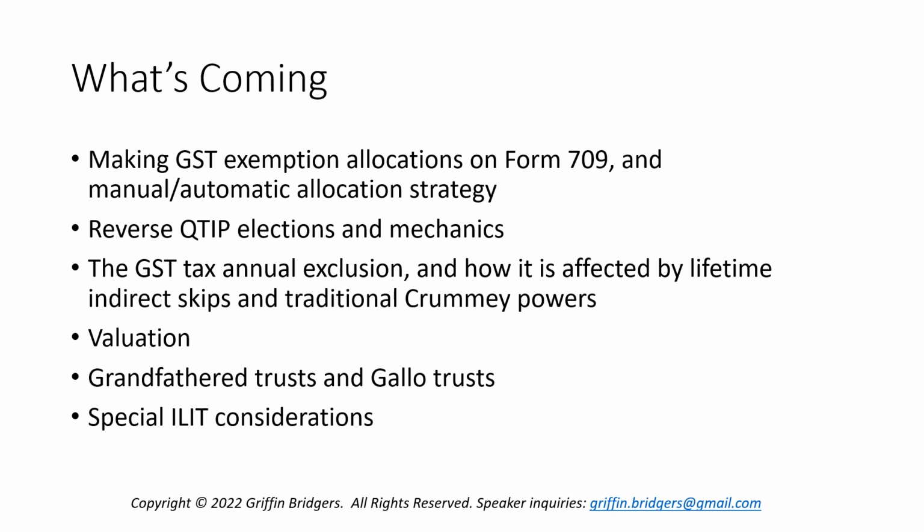because we're going to have to discuss a couple things, one being the reverse QTIP election, the other being how the GST tax has its own annual exclusion, but how the rules for that work a little bit differently than the gift tax rules, which create different treatments of Crummey rights for gift tax purposes versus GST tax purposes. Also look into some valuation principles around the timing that we've seen within the GST tax itself, and also grandfather trusts and Gallo trusts, which depending on when they're funded, as long as there's been no constructive addition, may be non-exempt just by virtue of their time of existence and funding amount.